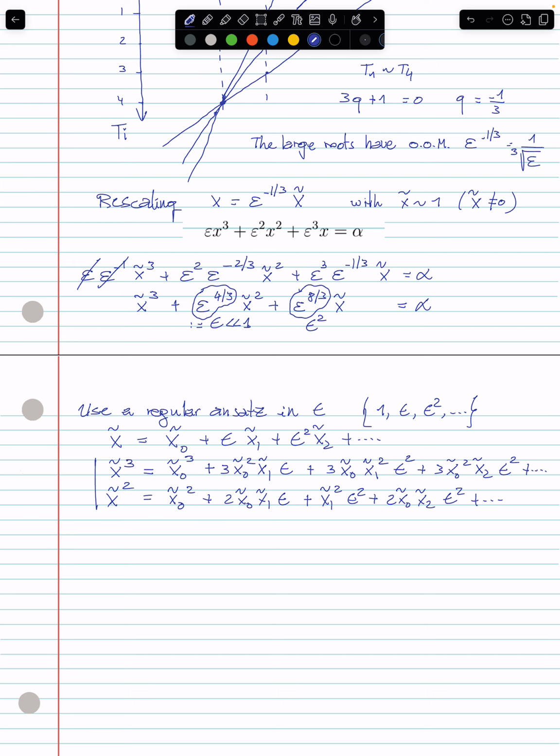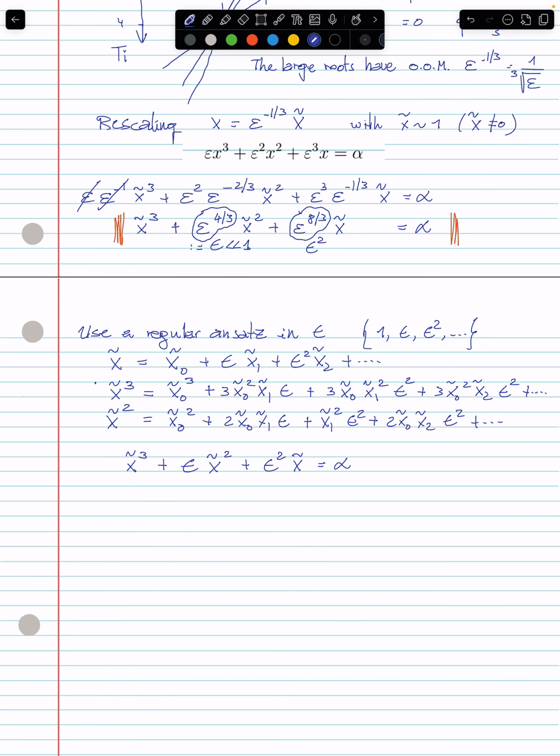Oh, which is, in fact, not so difficult, right? Because we notice here that the highest power x to the third. Oh no, sorry. We should start from that equation here. So let me just make sure to avoid any problem. Let me just rewrite it. So the governing equation that we want to solve is x tilde to the third plus epsilon x tilde squared plus epsilon squared x tilde is equal to alpha. All right.